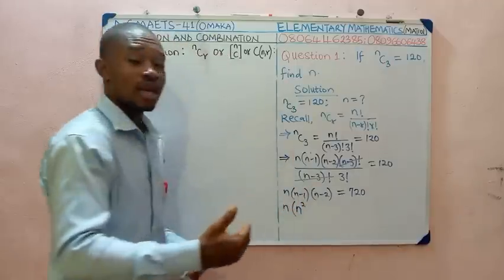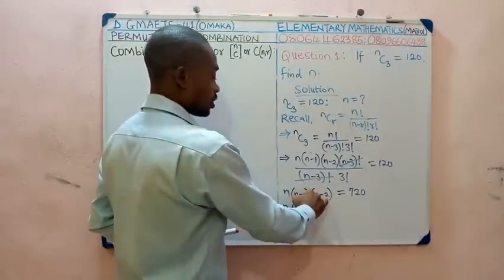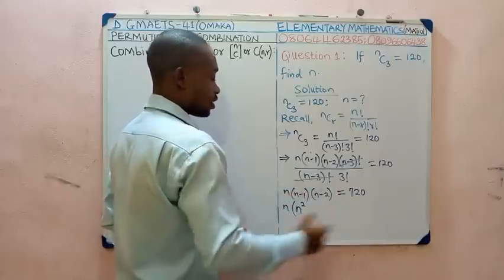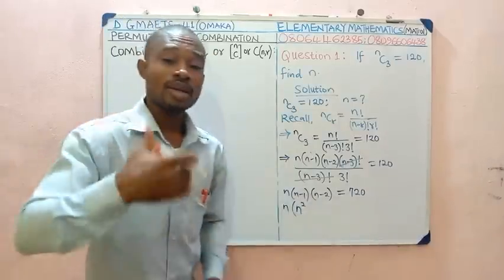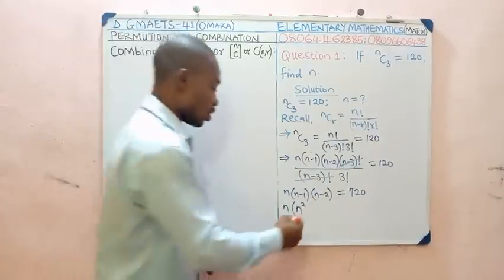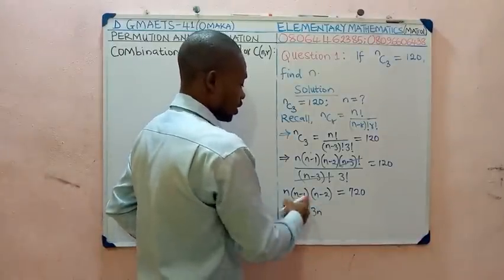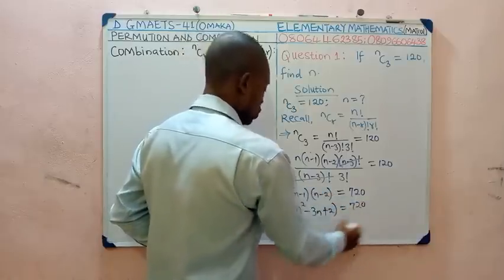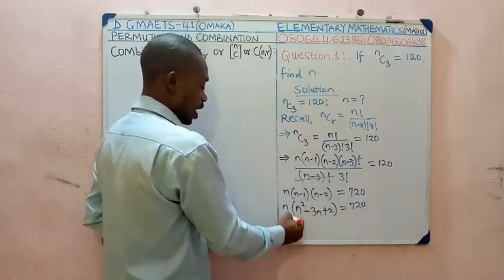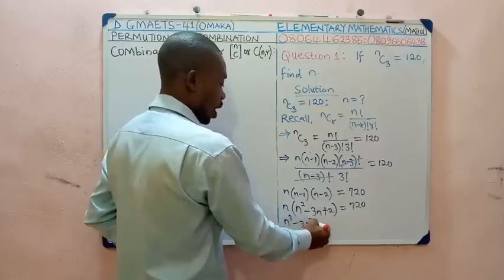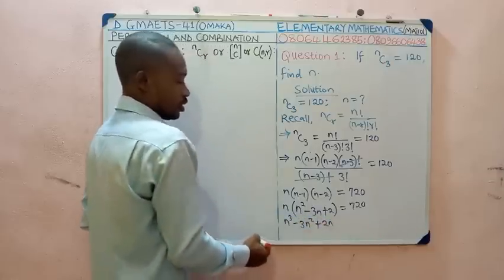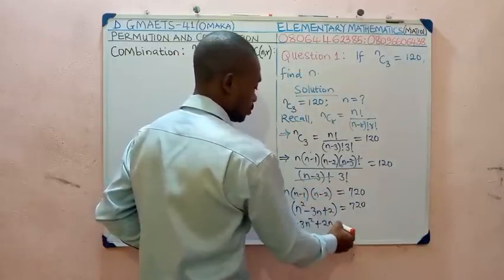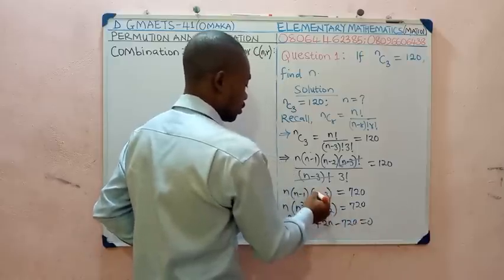Then I'll check for terms that will give me n raised to the power 1. This n times this minus 2 is going to give me minus 2n. Then this minus 1 times n will give me minus n. So minus 2n minus n is going to be minus 3n. Then terms that will give us a constant: minus 1 times minus 2 will give us plus 2. And opening up with this n now, we'll get n raised to the power 3 minus 3n squared plus 2n. This 720 can come over here to become minus 720, and that will be equal to 0.